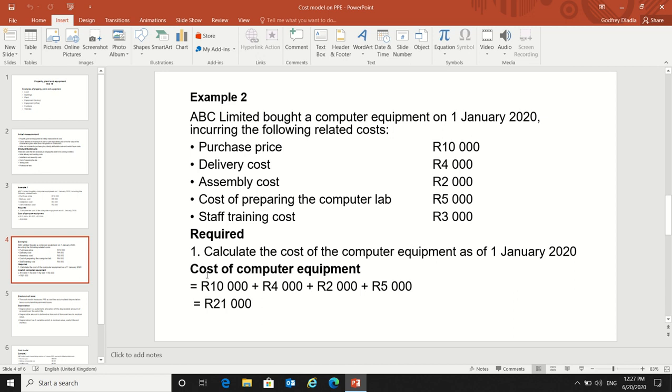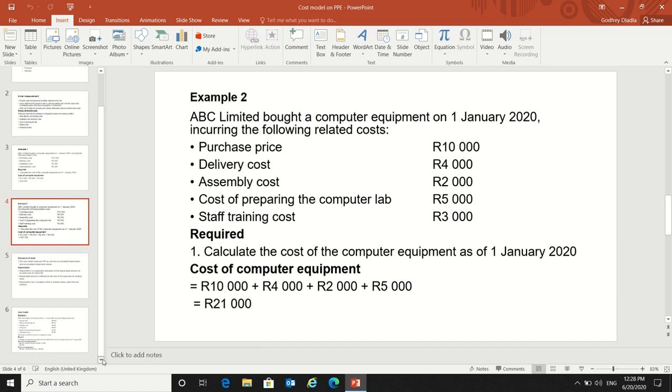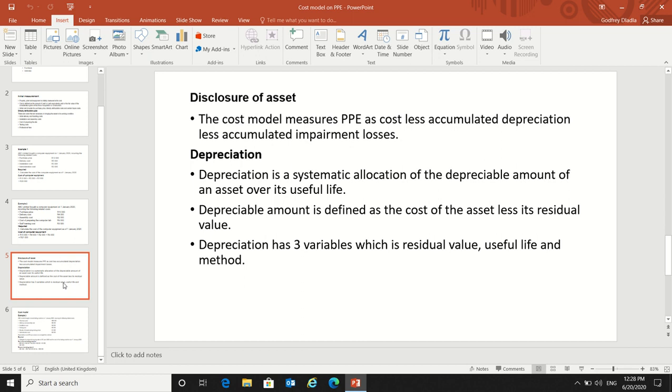Now, you will see when you look at the cost of this asset, it's 10,000 plus 4 plus 2 plus 5. It's 21,000, the cost of this asset. Those are necessary in bringing the asset into its working condition. Right. Now, we come here. What are we saying? We are saying when you are required to disclose assets, you disclose them at cost less accumulated depreciation and less accumulated impairment losses, which we are going to explain in the next few days.